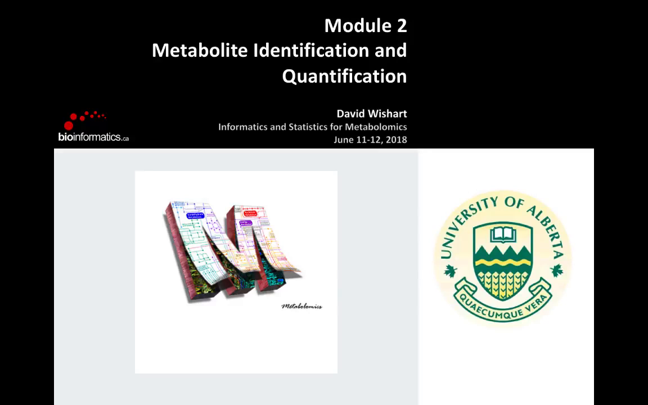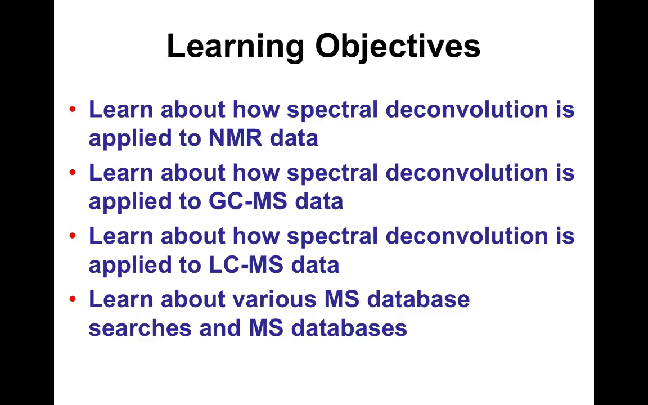Okay, so we're going to go to metabolite identification and quantification. We're going to be looking at three general approaches to compound identification. We're going to be looking at NMR first, then GCMS second, and then LCMS. This is sort of a preamble to the lab that we're going to be doing after lunch. It's getting you primed so that you'll have an idea of what we're doing. And then we'll also talk about searching through different databases for compound identification, especially with mass spec.